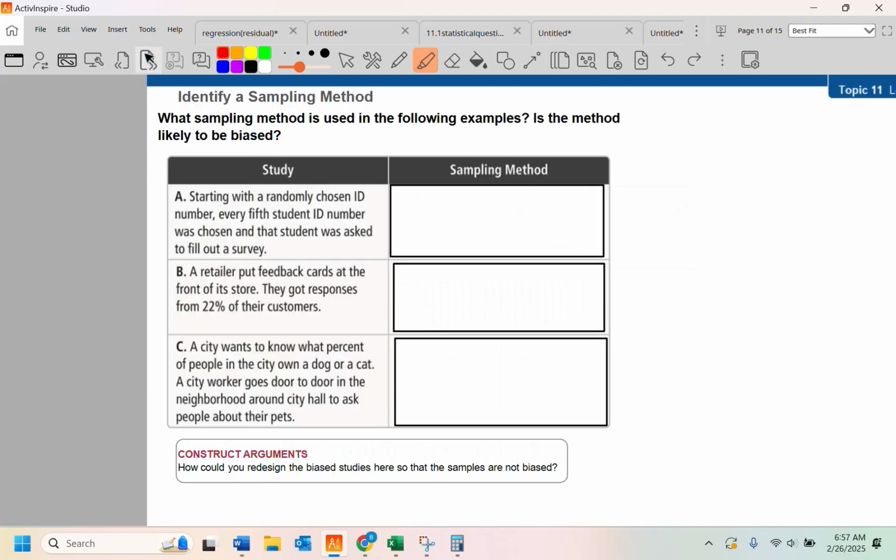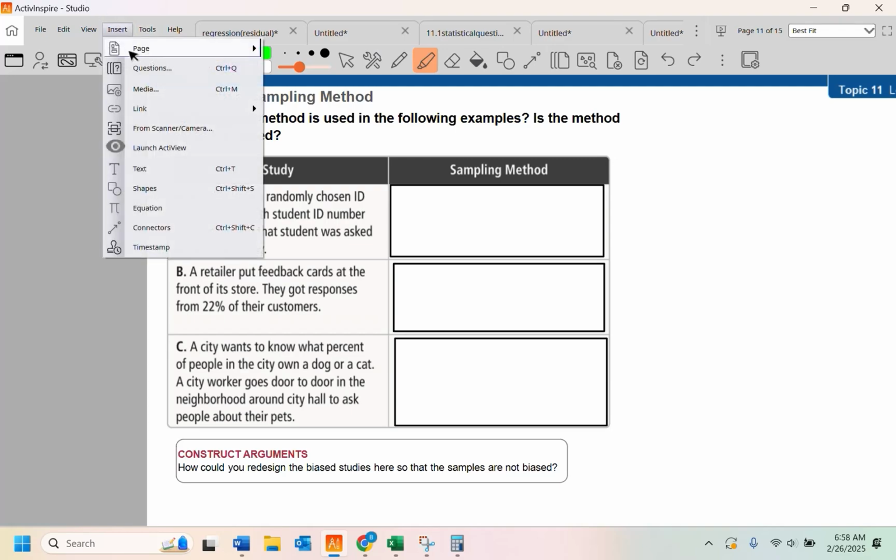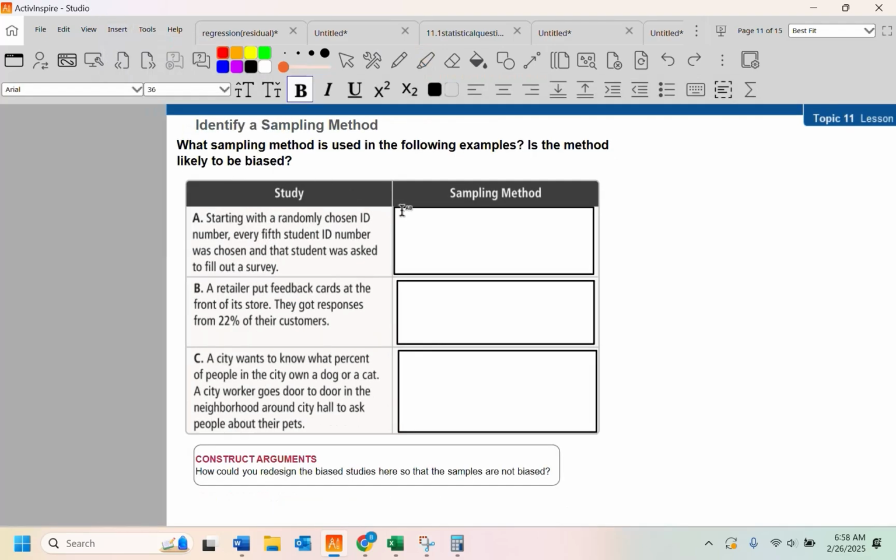All right, so what sampling method is used in the following examples? Is the method likely to be biased? Starting with a randomly chosen ID number, every fifth student ID number was chosen. That student was asked to fill out a survey. So this is systematic.